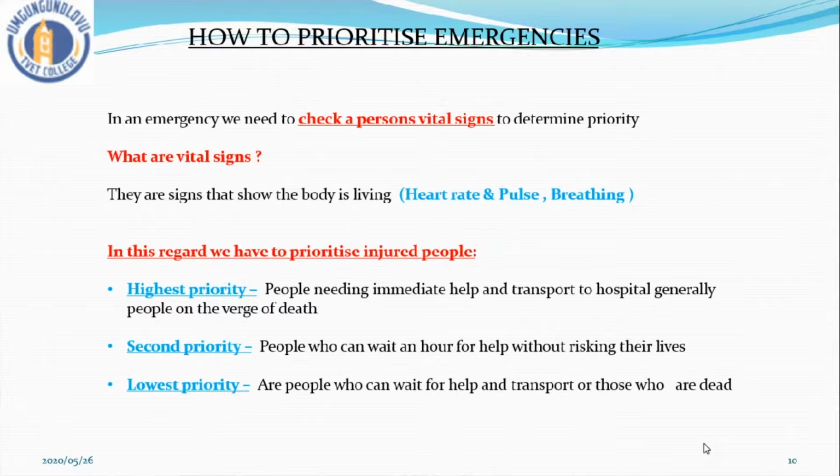When we speak about the highest priority, it's people needing immediate help and transport to hospital, generally people on the verge of death. When we talk of second priority, it's people who can wait an hour for help without risking their lives. And when we talk about the lowest priority, are people who can wait for help and transport, or those who are already dead.